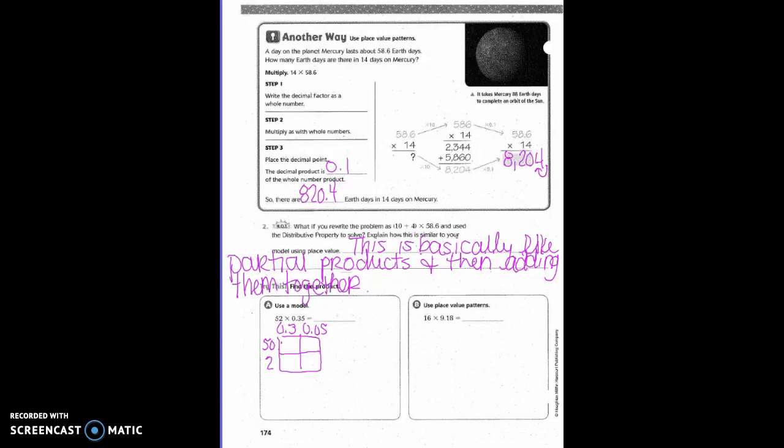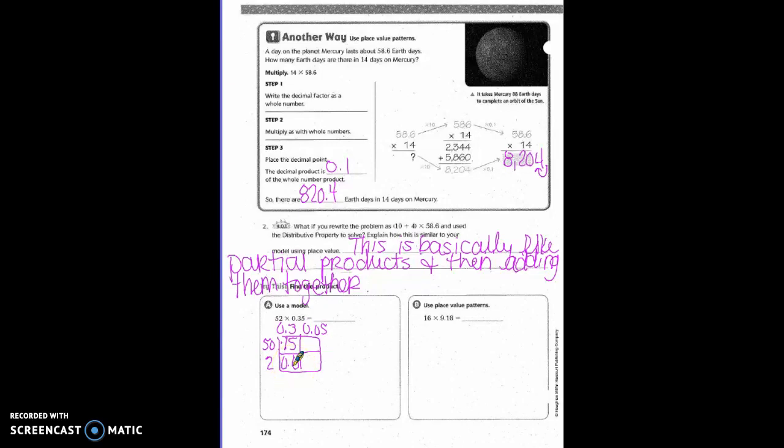150, but then we have to move the decimal over 1 place to the left. So our answer is 15. Then what is 3/10 times 2? That's 3 times 2, 6, but then we have to move our decimal over 1 place to the left. So our answer is 6/10.